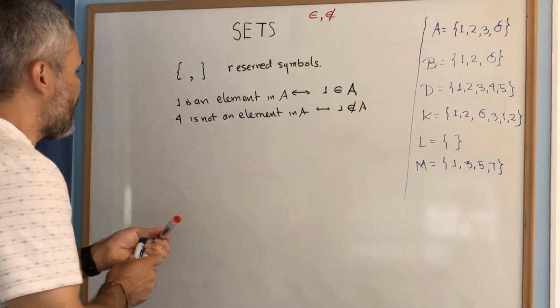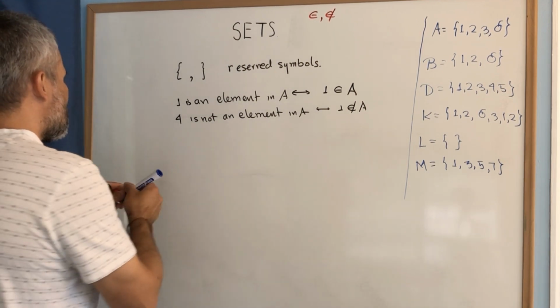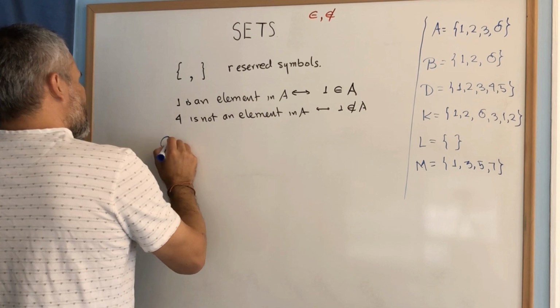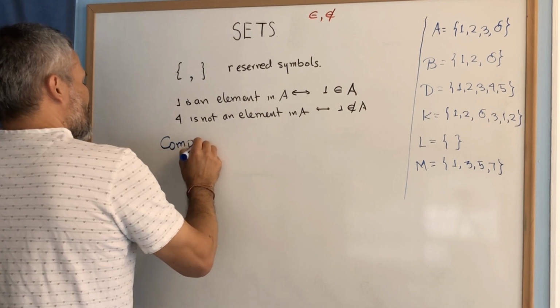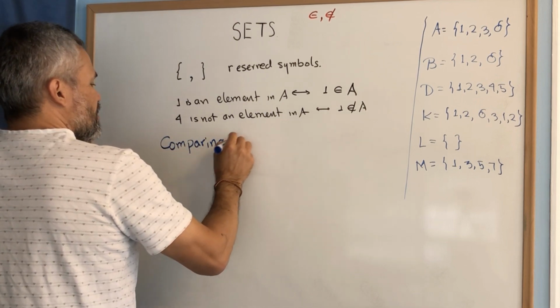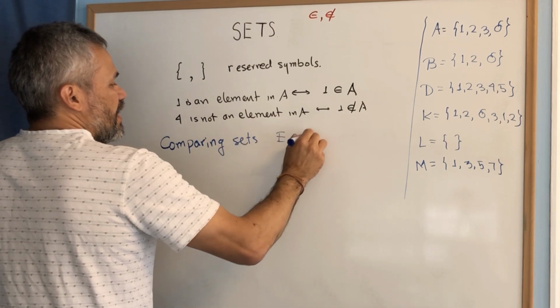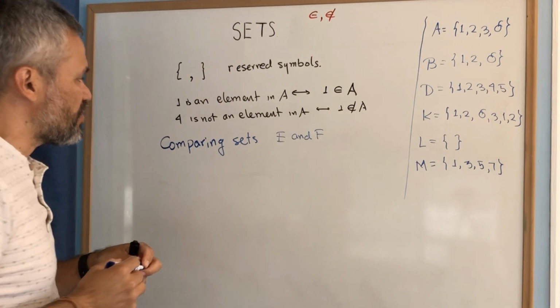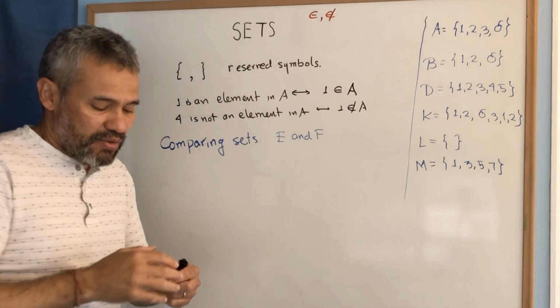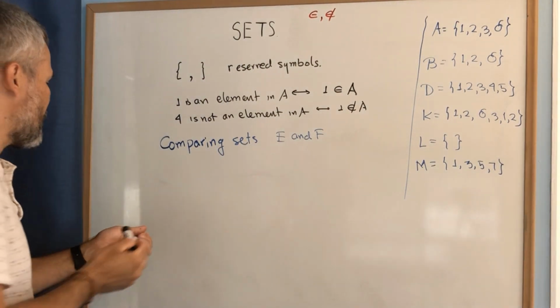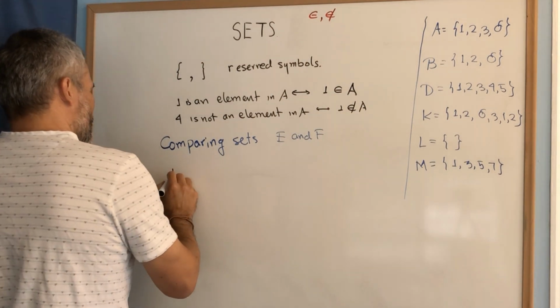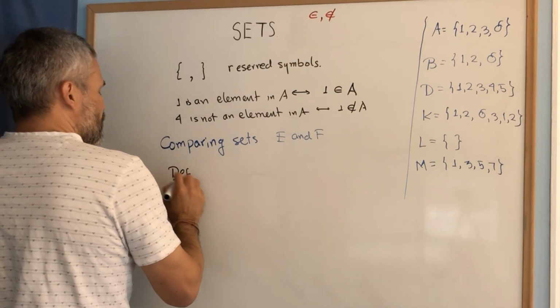Let me keep going with definitions. We can compare two sets. Comparing sets E and F, this is a relation between two sets. We can say something about two sets. Let me write the definition.